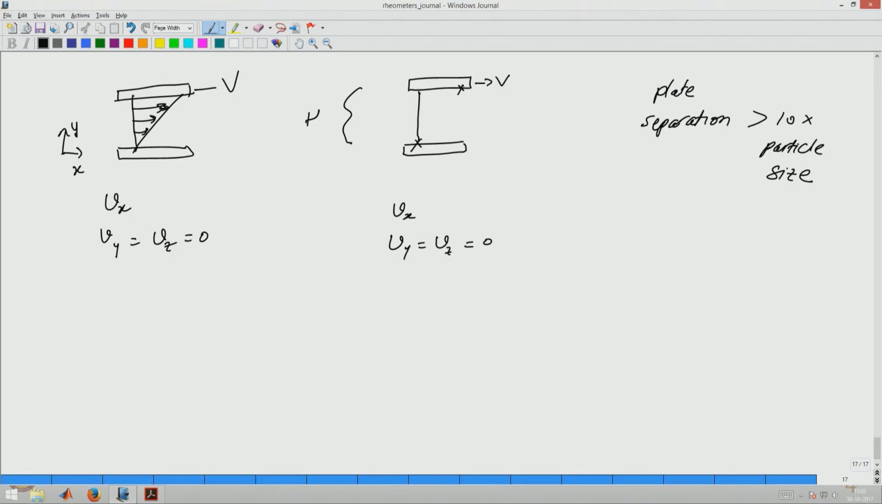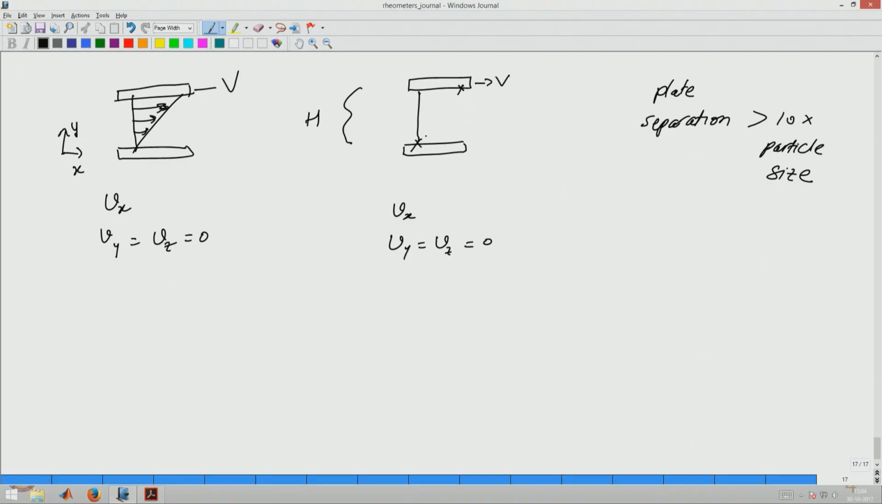So what is the plate separation? Plate separation is the gap between the two plates, the distance between the two plates. Can there be settling of the suspensions? So, that is one possibility. In general, of course, the sample may be undergoing some change.